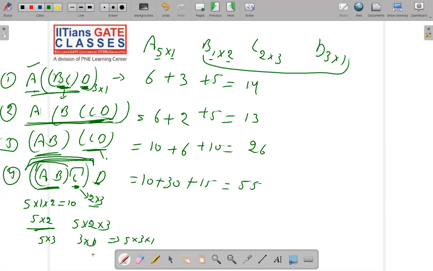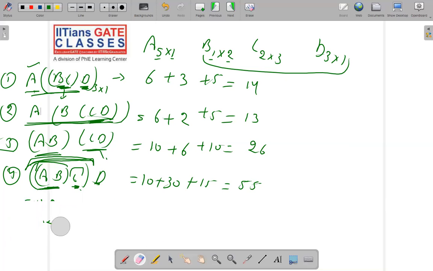So let's see the last option now. Will it give us a better option, or you can say less effort compared to this second one or not? So the fifth one is A, B, C, and D. BC will give us, as we have already calculated, an effort of 6. You can see the dimension of B is 1 into 2.